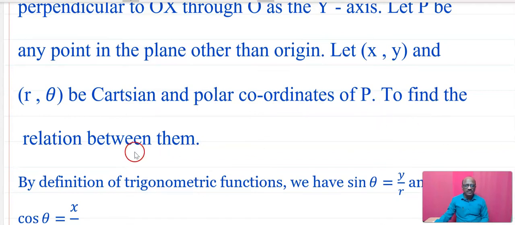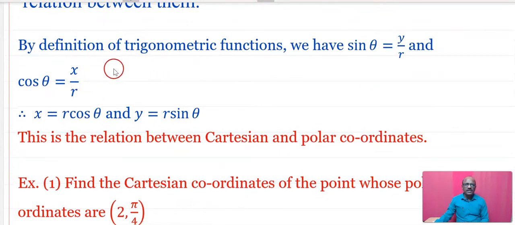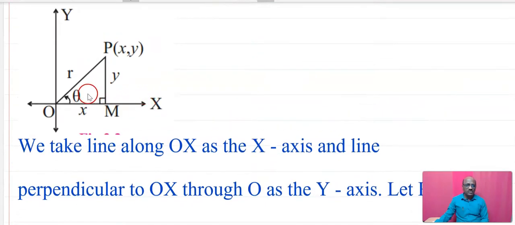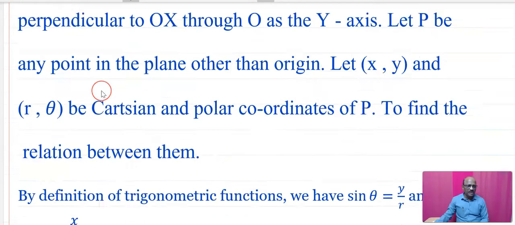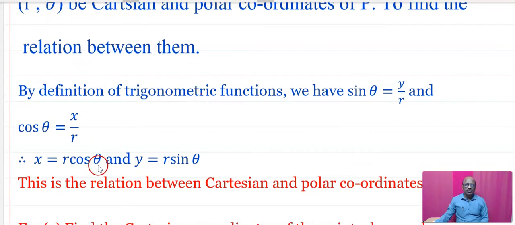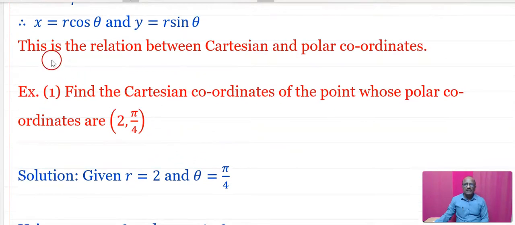To find the relation between them, by the definition of trigonometric functions, we know that sine theta is equal to y upon r and cos theta is equal to x upon r. From this figure, sine theta is y upon r and cos theta is x upon r from this right angle triangle OPM. Therefore x is equal to r cos theta and y is equal to r sin theta. This is the relation between Cartesian and polar coordinates.